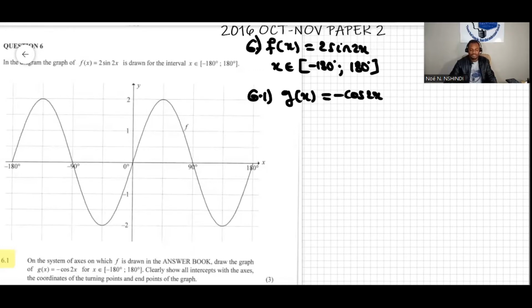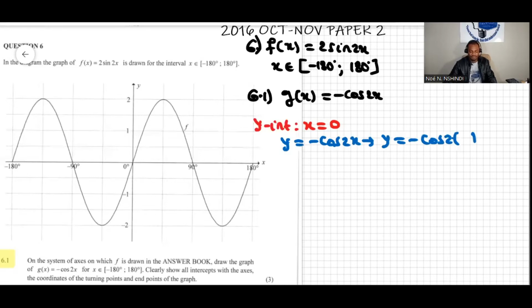If I need to find the x-intercept, let's start with the y-intercept, which is easier to solve. The y-intercept is where we make x equal to 0. So y is just g(x), so y equals -cos 2x. Over here, we substitute the value of x by 0, because we are looking for the y-intercept.